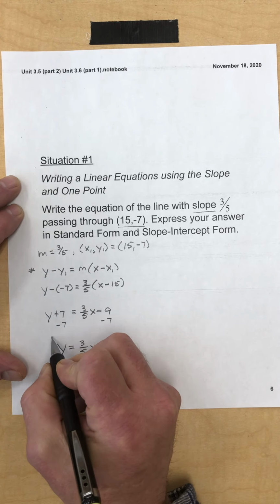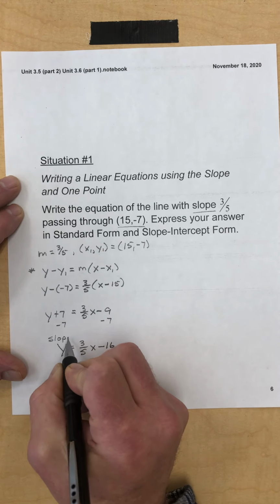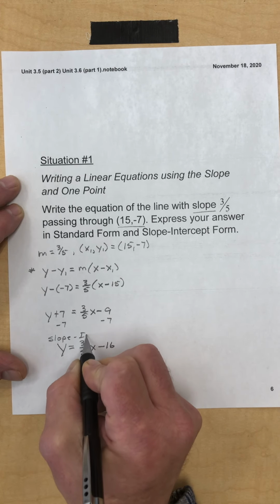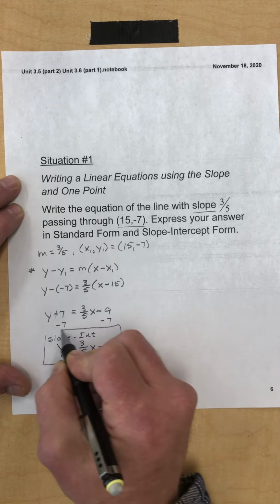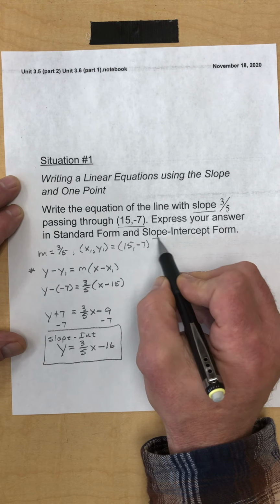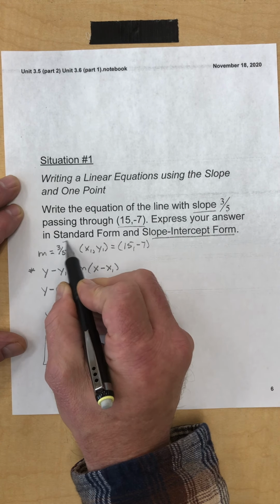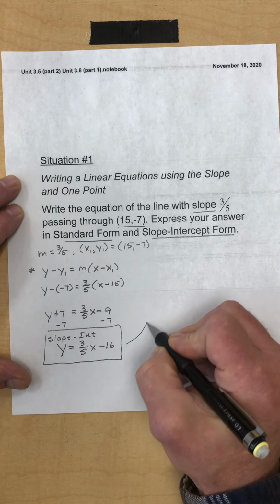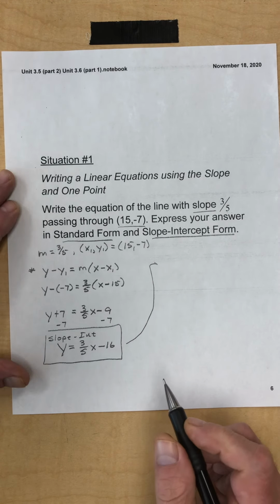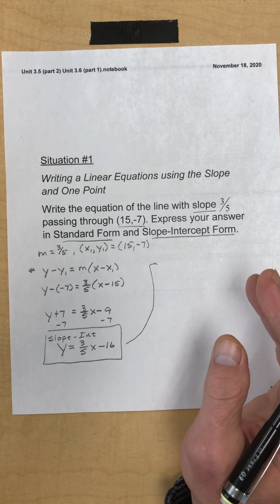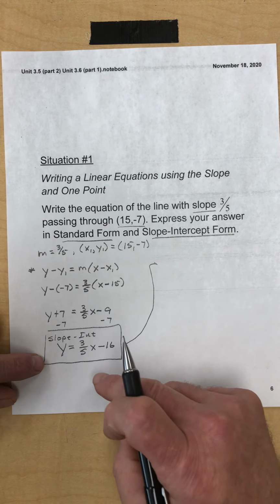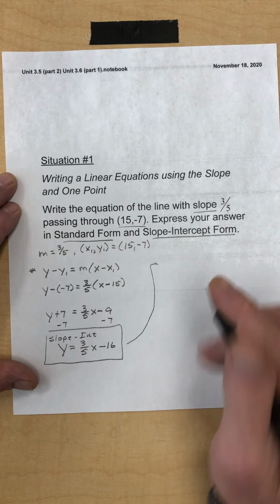Okay, this right here is slope-intercept form. So that's in slope-intercept form, so I take care of this. Now I want to go to standard form. To go to standard form, you have to get rid of any fractions right off the get-go. So I take this and I get rid of the fractions first.